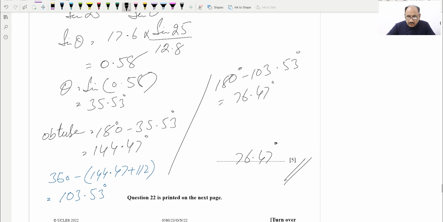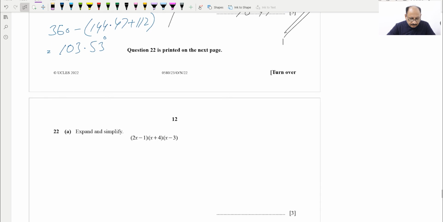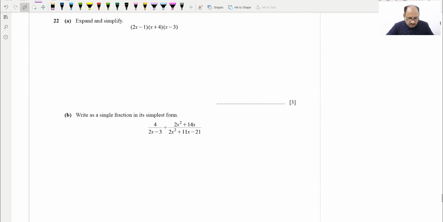This is 5-mark question which we have done. Hopefully you understood this. Now question number 22. Question 22 says expand and simplify. We need to just multiply. We will quickly multiply this. First we will solve the first two brackets, and this will be giving us 2x into x will be 2x square, and 2x into 4 will be plus 8x, and minus 1 into x will be minus x, minus 1 into 4 will be minus 4.